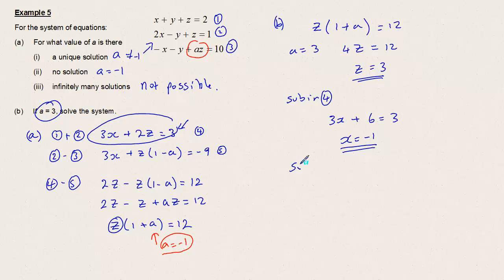And then substitute all of that into equation 1. And we've got -1, add y, add 3 equals 2. So that's y plus 2 equals 2, and therefore y would be 0.